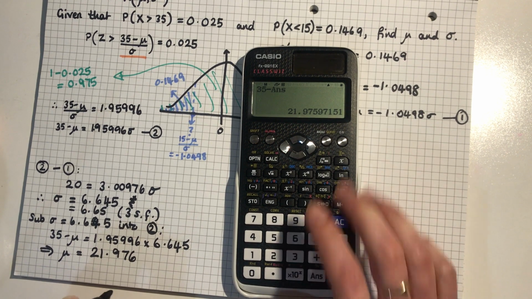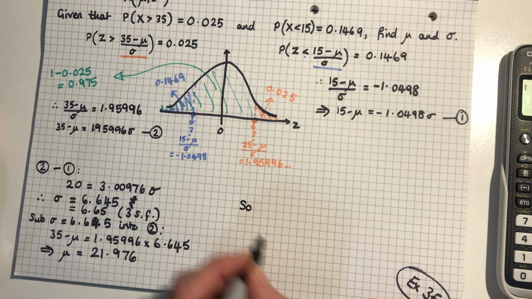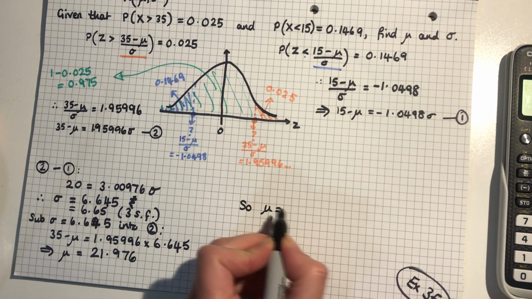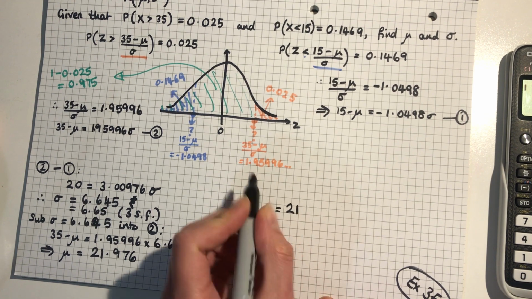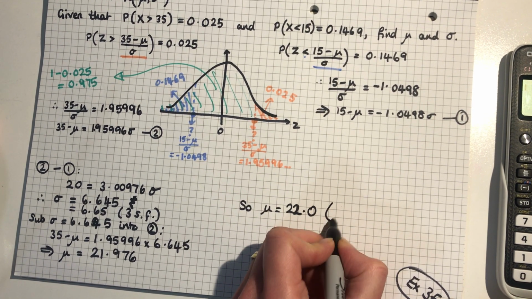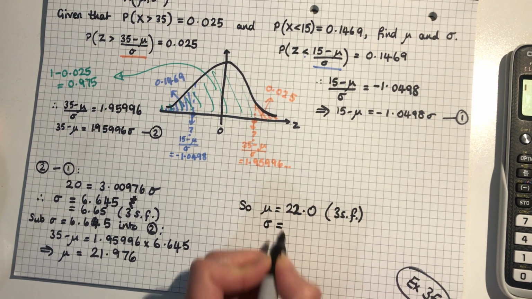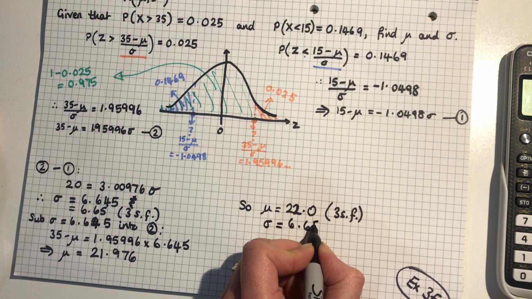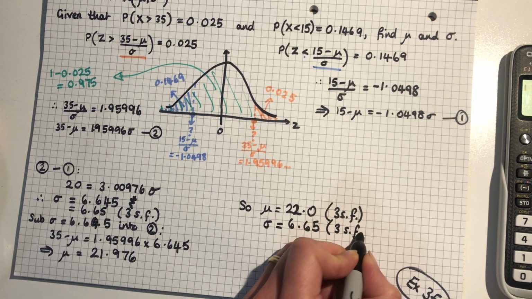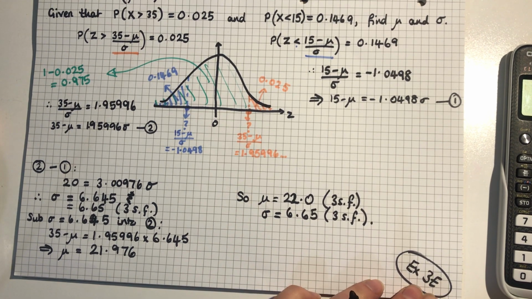Now ultimately I need to leave all my answers to 3 significant figures. So finally I'm going to write them both down. Mu is 21.976, what did I say, 3 significant figures? Yep, so 22.0 to 3 SF, and sigma is going to be 6.65 to 3 SF. And there we go. You now know everything you need to know in order to do exercise 3E.